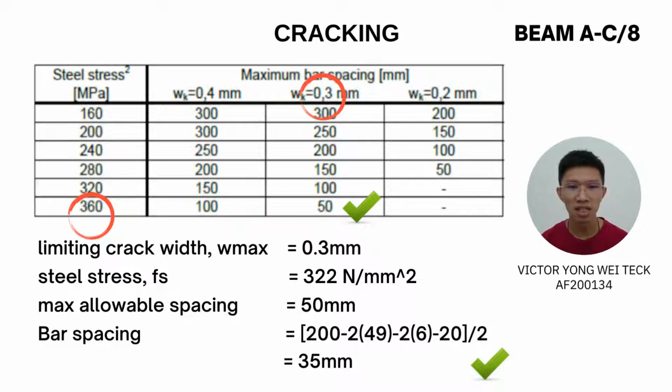The bar spacing is calculated by using the equation: the width of the beam minus 2 nominal cover minus 2 diameter of the link and minus the diameter of the bar, divided by 2 when we provide 3 steel bars, and we get the spacing equal to 35 mm. Since the bar spacing is lower than the maximum allowable spacing, therefore the spacing is acceptable, and the cracking of the beam is also smaller.